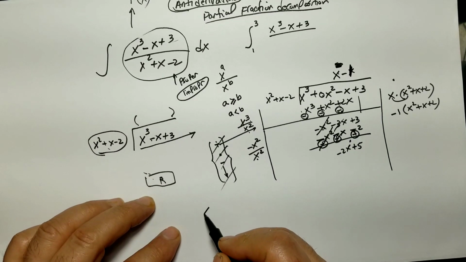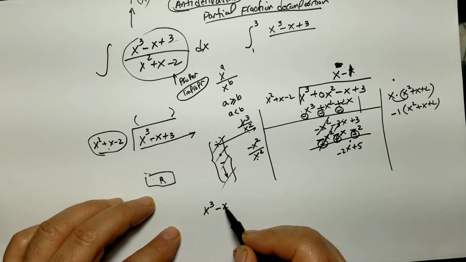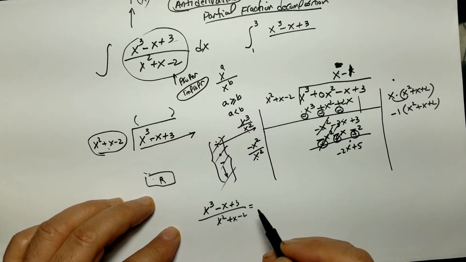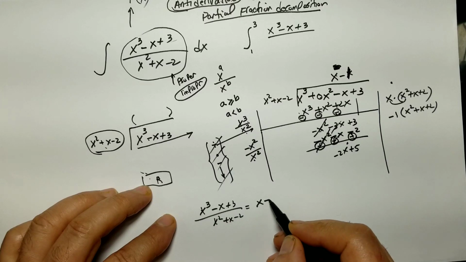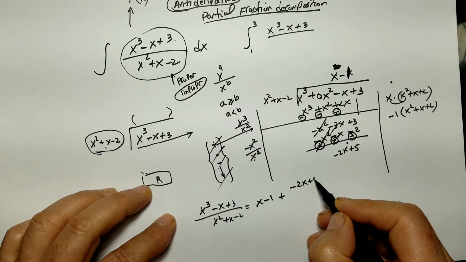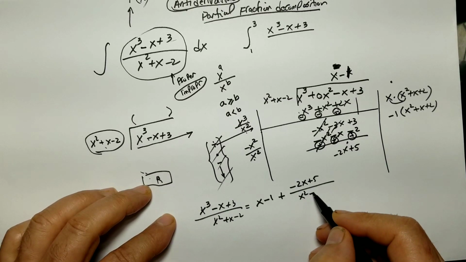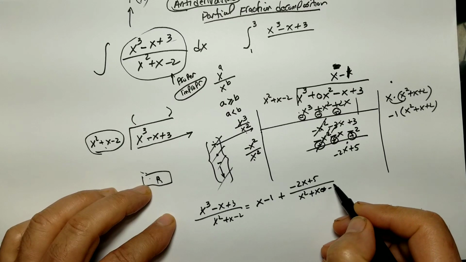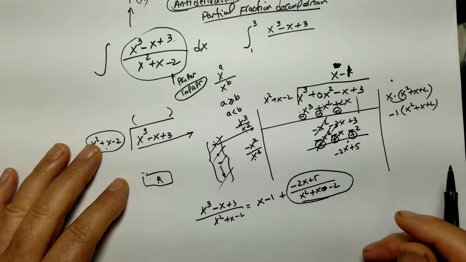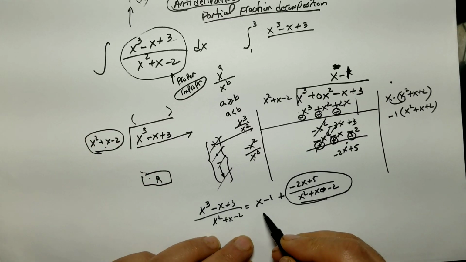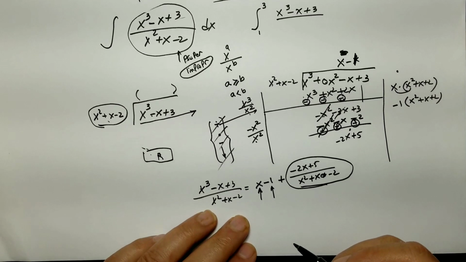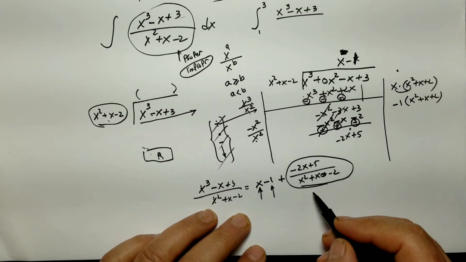Therefore, instead of writing x cubed minus x plus 3 over x squared plus x minus 2, I write x minus 1 plus your remainder over the divisor. Right now, this is a proper one. Maybe I'll be able to apply partial fraction decomposition. I know how to integrate that, x squared over 2. I know how to integrate that, that's a negative x.